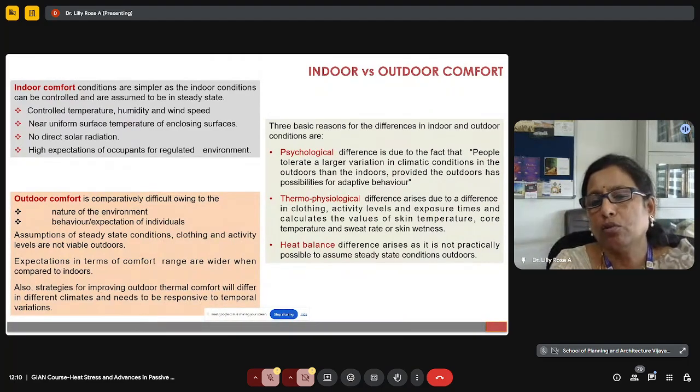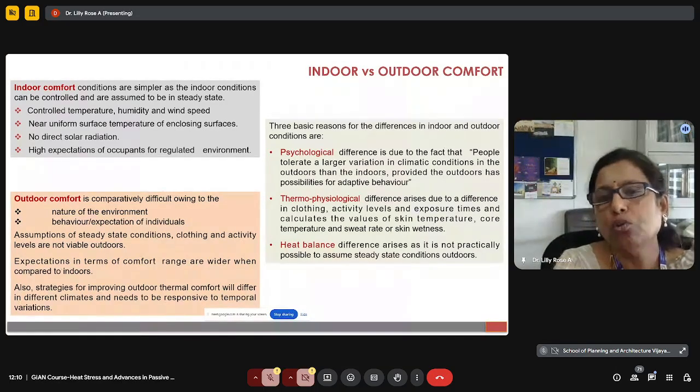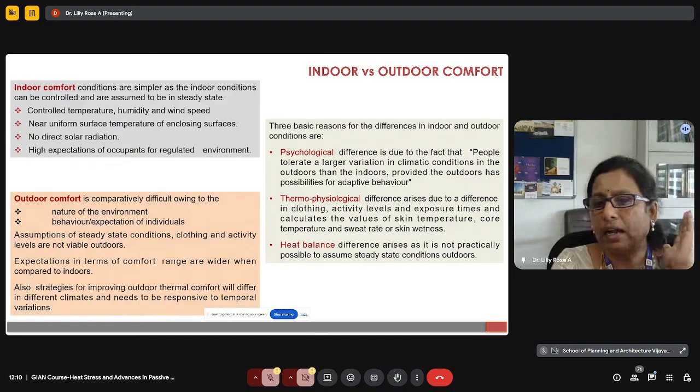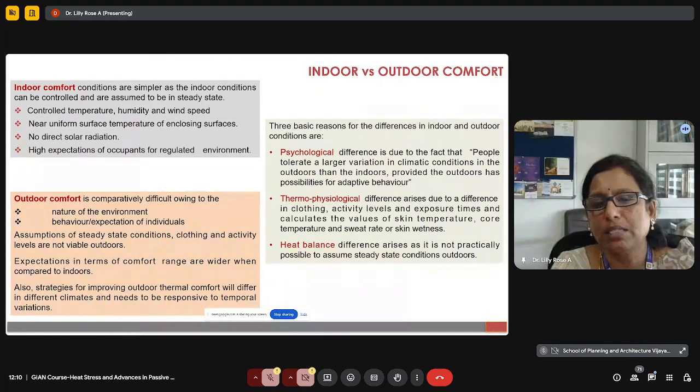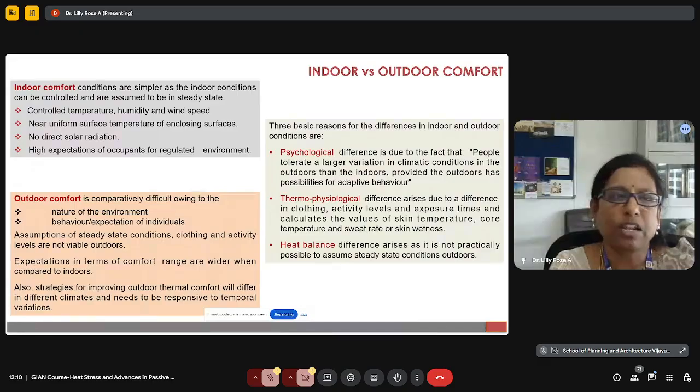There is also the thermophysiological aspect, which is affected by your clothing level and your activity level. Even during a hot summer day, we see cricket matches being conducted in the afternoon because their expectation is different, their mental state is different. So the comfort ranges vary depending on the activity you perform. Then there is the steady state condition, which is basically the heat balance. So the outdoor comfort ranges are much wider when compared to the indoor comfort ranges.